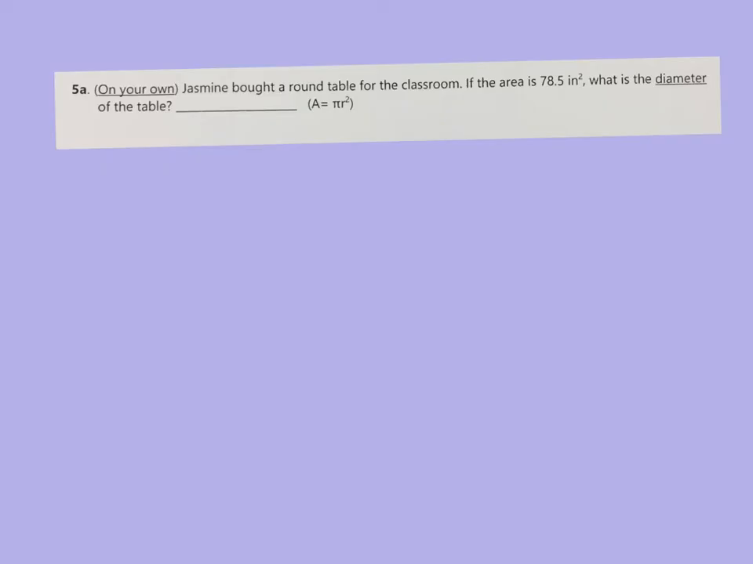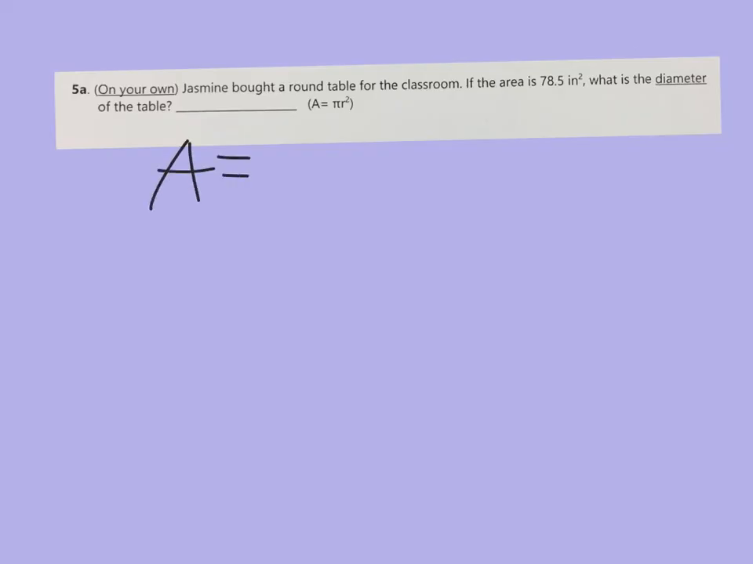All right, let's see if you can do some of this one on your own. Jasmine bought a round table for the classroom. If the area is 78.5 inches squared, what is the diameter of the table? So this is very similar to the last problem. So they're giving us the area, and we need to find the diameter. But if they're giving us the area, we can only use the area formula to figure this out.